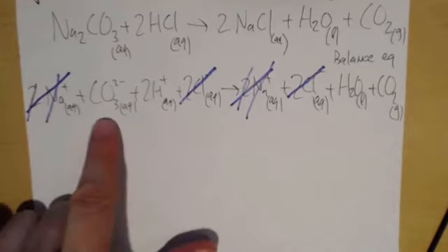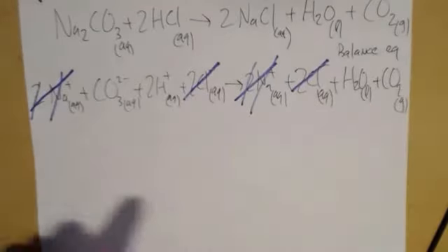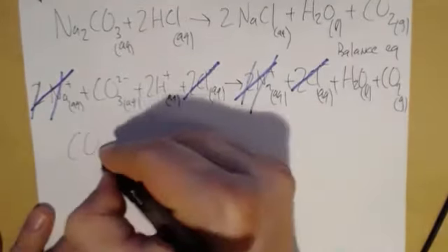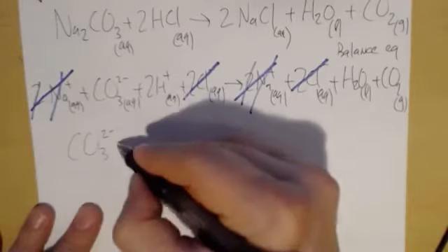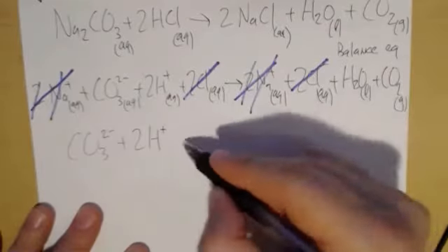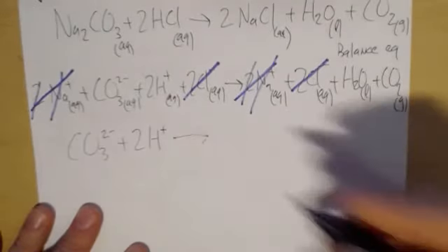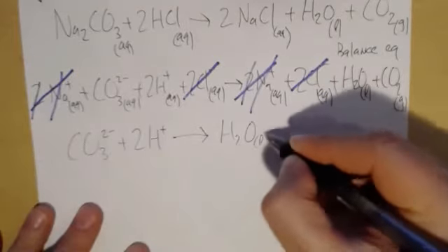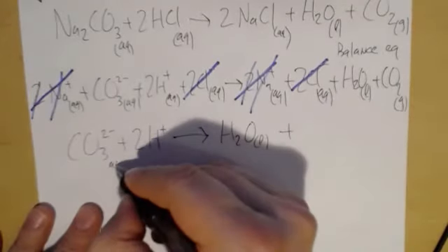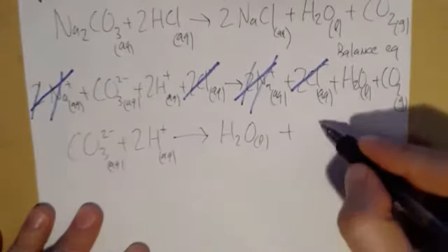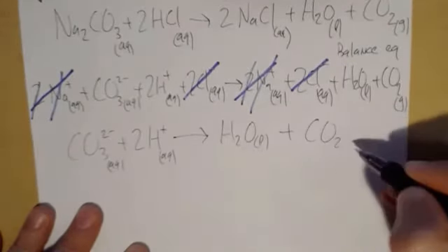No. I see 1, 2, 1, 1. So I'm just going to write what's left. When a carbonate ion in solution finds two hydrogen ions in solution, they form water, liquid. Oh, these are aqueous, by the way. Aqueous, aqueous. They form water, liquid, and carbon dioxide gas.